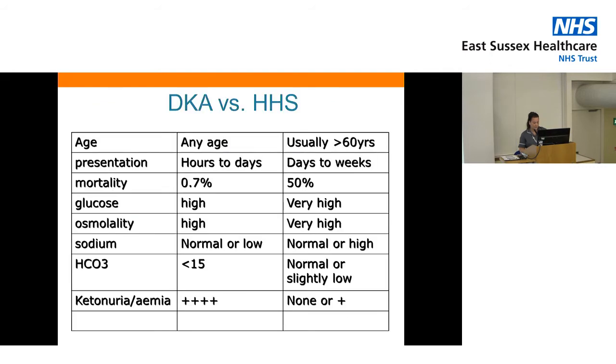So this slide further highlights the differences between DKA and HHS, and just to highlight again that the mortality rate is very high, and therefore treatment must be prompt and accurate.